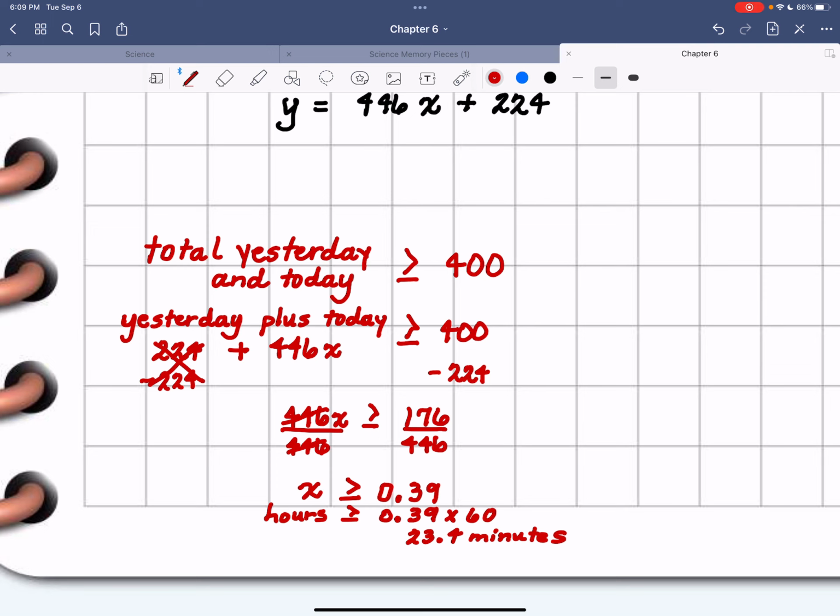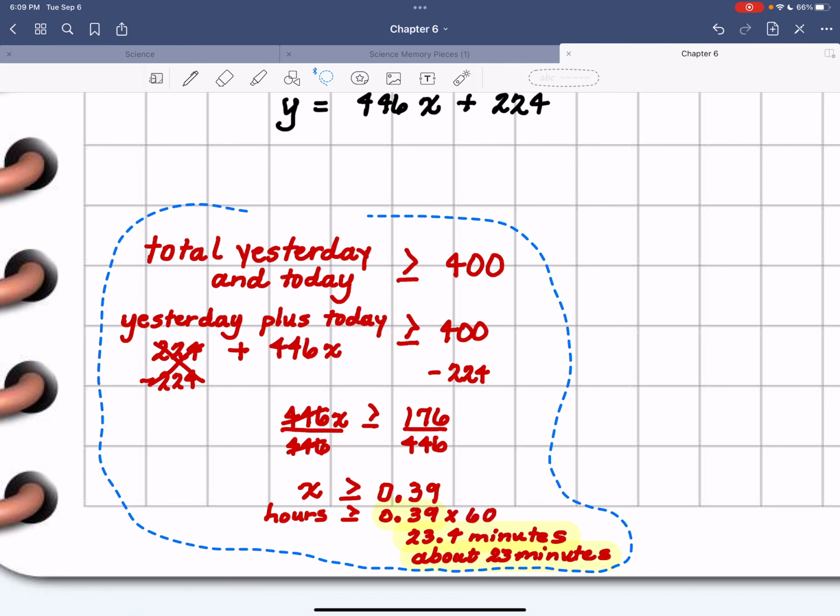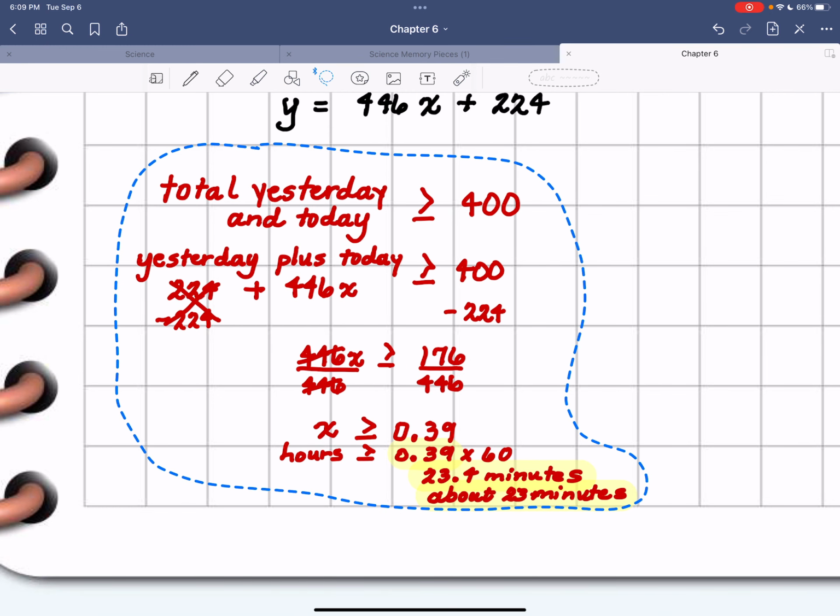Well, technically it rounds to 23. I'm going to say about 23 minutes in order to burn those calories swimming. So you could answer this in a fraction of an hour, 0.39. We know that 0.5 is a half an hour, so 0.39 would be just a little less than that, or about 23 minutes, 23 to 24 minutes. So that's how you calculate the number of minutes, or the fraction of an hour, of swimming.